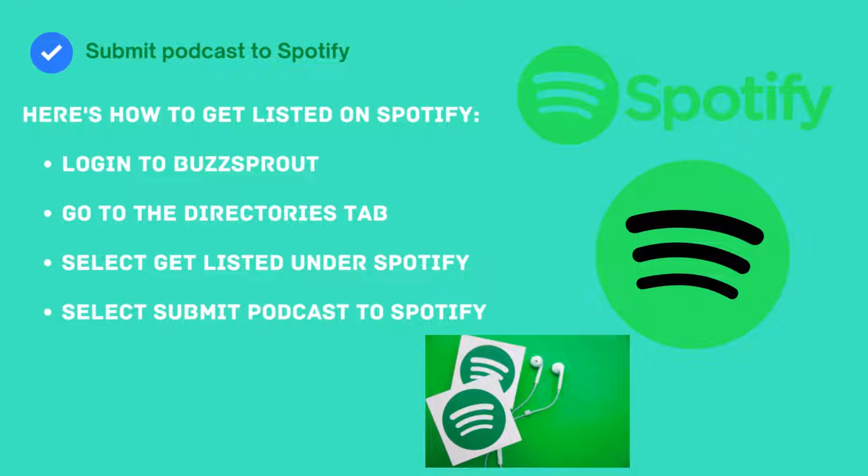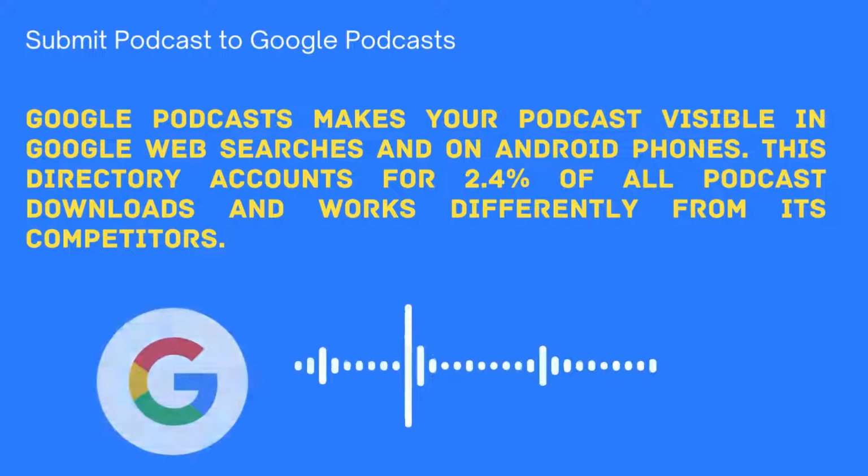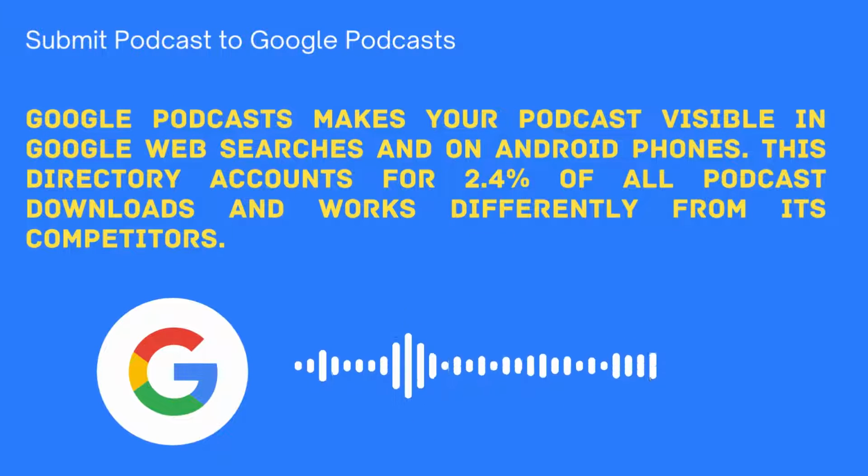Submit podcast to Google Podcasts. Google Podcasts makes your podcast visible in Google web searches and on Android phones. This directory accounts for 2.4% of all podcast downloads and works differently from its competitors. Rather than submitting your podcast to a directory, you just make sure Google can crawl your podcast website. You can manually submit your podcast RSS feed to Google to help speed up the process.